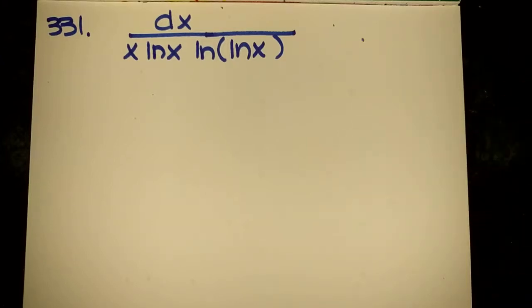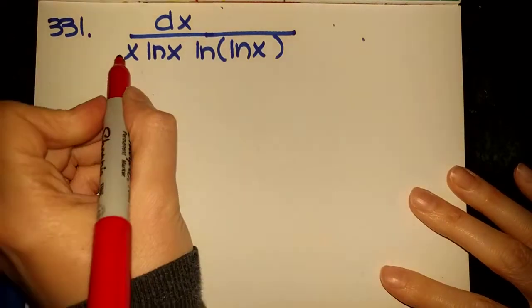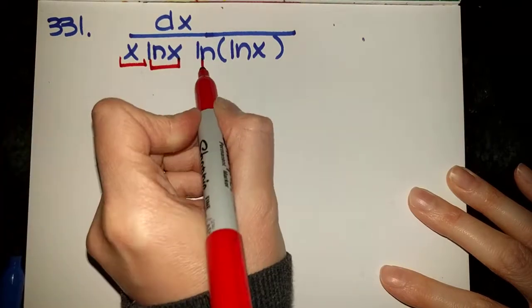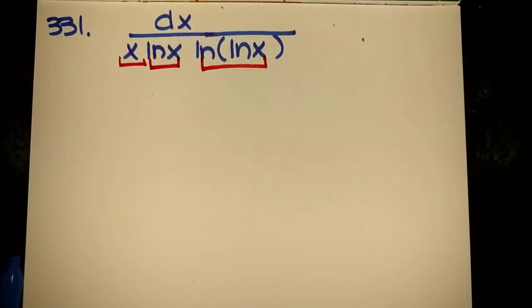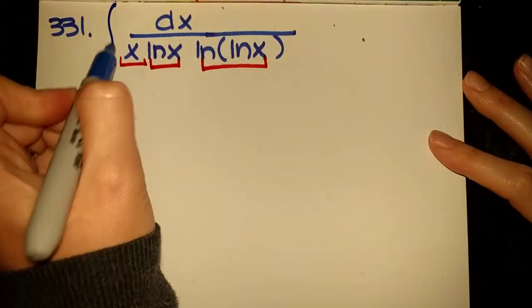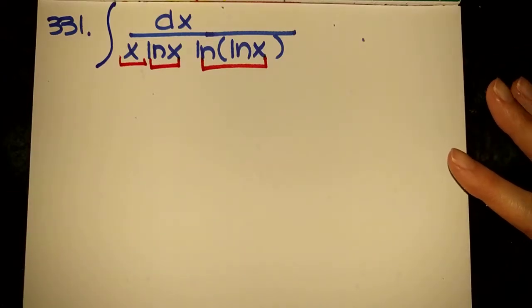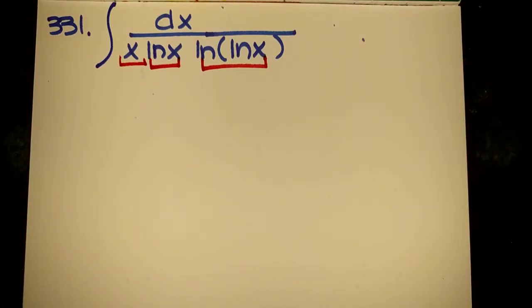Okay, so you look at this and there are so many natural logs. The first thing I would really emphasize is to identify the different respective factors. So this x is a factor, this is a factor, this is a factor. You have these three separate factors, and then you're integrating all of that in the denominator. So obviously we are going to have to pick a u and a du.